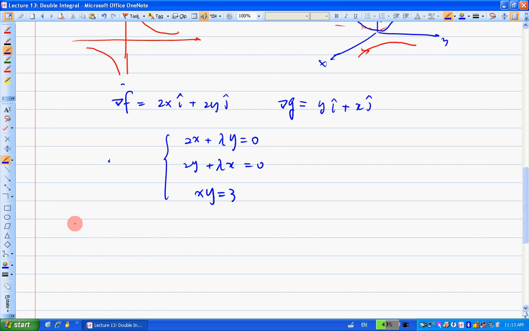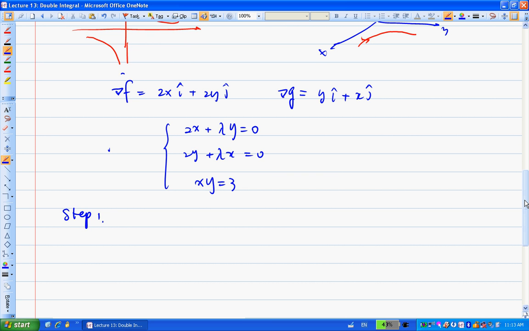Now the typical procedure here is this. I give you a step here, but this is not the only way of doing it, okay? Usually it works. Is everything all right?